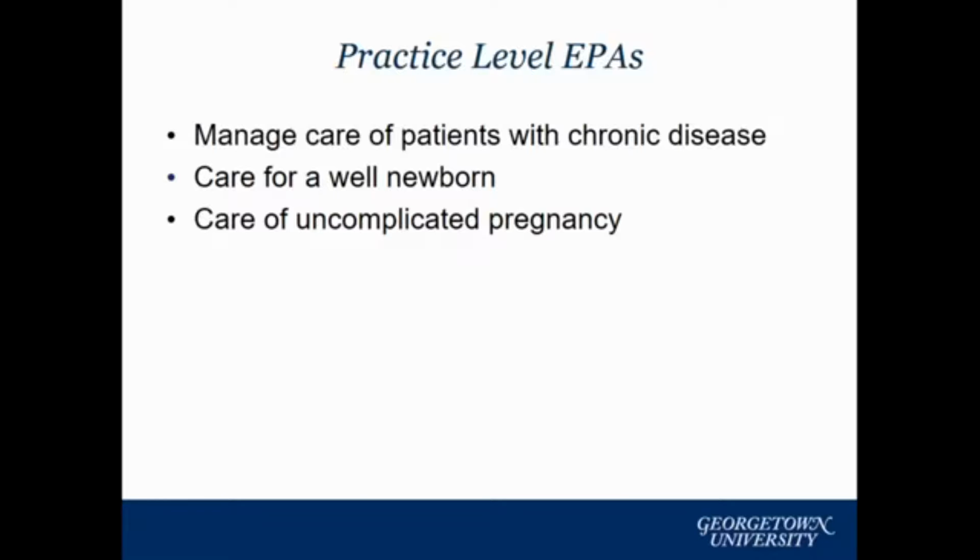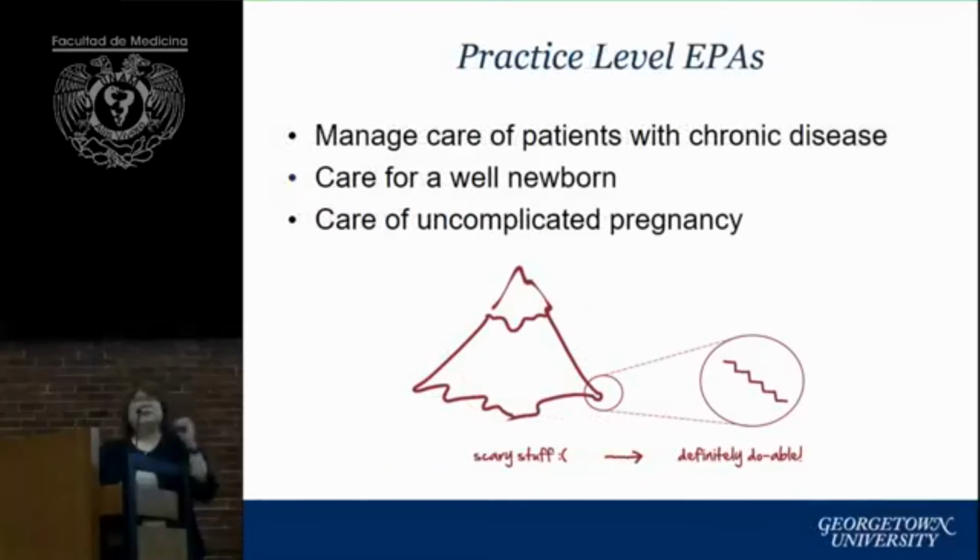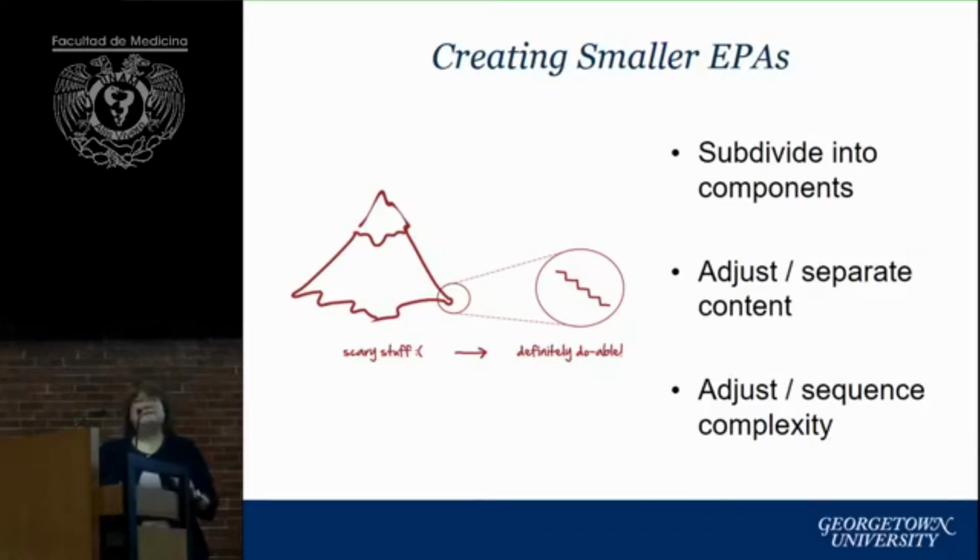Okay, so now I'm going to talk about that a little bit, because when we look at practice level EPAs, so these are the ones, manage care of a patient with a chronic disease or care of a newborn, care of an uncomplicated pregnancy, we might be able to visualize a graduate doing this. But what does this mean for a third-year medical student, right? This is very overwhelming. How are they going to manage or care for a well newborn? I'm a pediatrician. So what pieces of that can they do? So what we find is that for practice level EPAs, what we often want to do is break that down into pieces that are easier for us to assess and easier for the students to do. And I'll give you some examples of that.